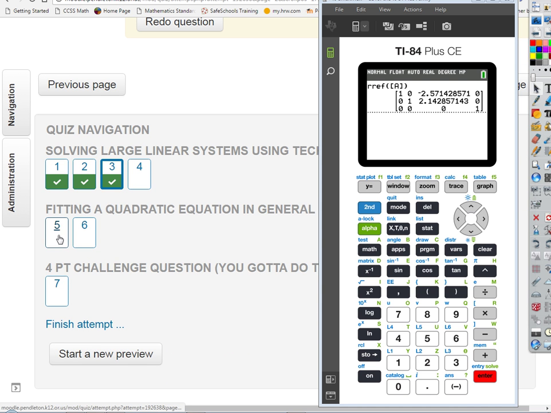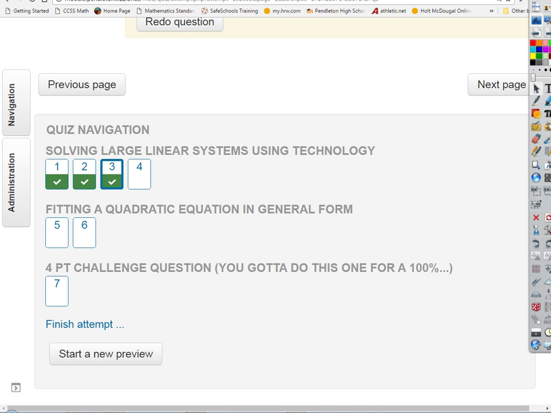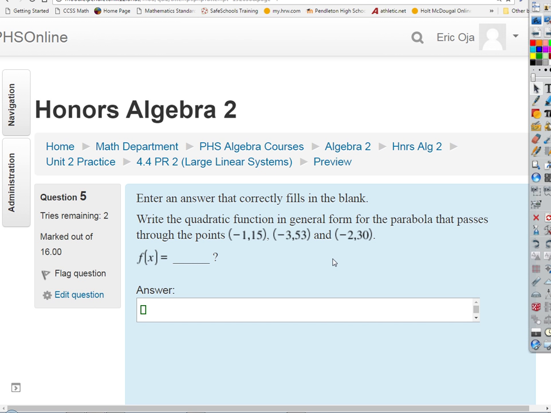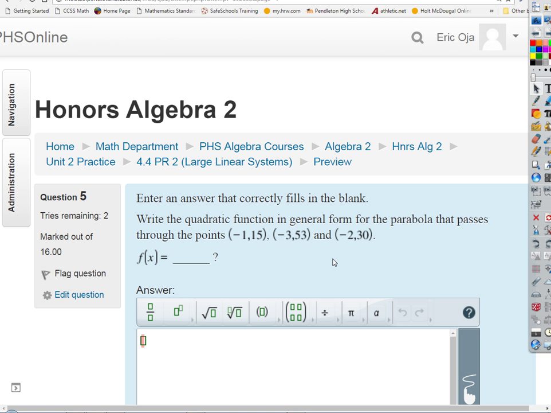Okay. The last thing I want to show you here is how you can fit a quadratic equation in general form. Okay, so first of all, what is a quadratic equation in general form? A quadratic equation in general form looks like ax squared plus bx plus c equals 0, where a, b, and c are just some real numbers. Okay, so how are we going to do that?